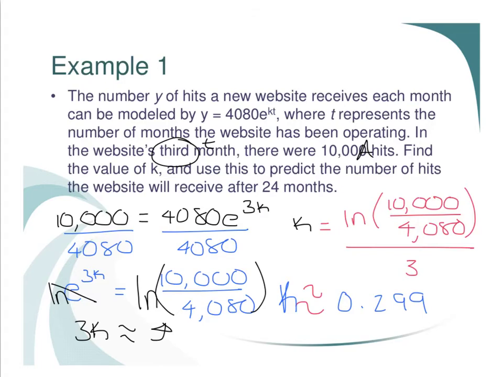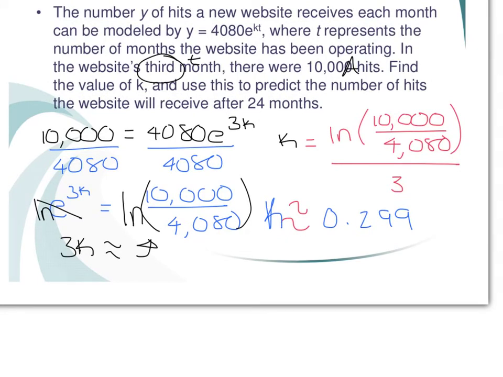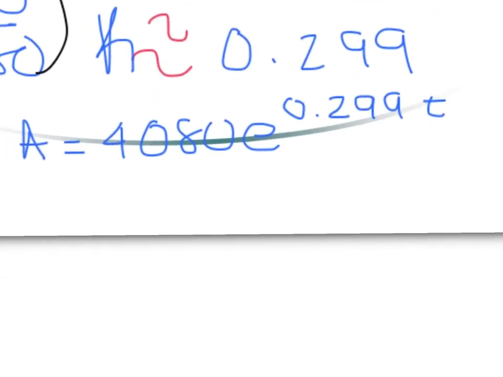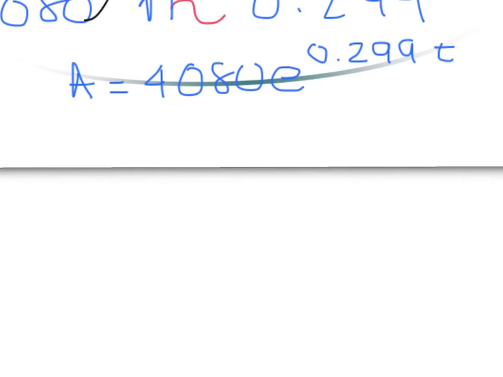Okay, so now we have our model. Our model is A equals, I like A, you can put y, whatever you want, 4,080 e to the power of 0.299t. Now I can use that model to do what the second part of the problem is telling me: predict the number of hits the website will receive after 24 months. 24 represents t, so all I have to do now is substitute 24 in for t. So here, put 24. A equals, and notice that this is going to be straight calculator input.